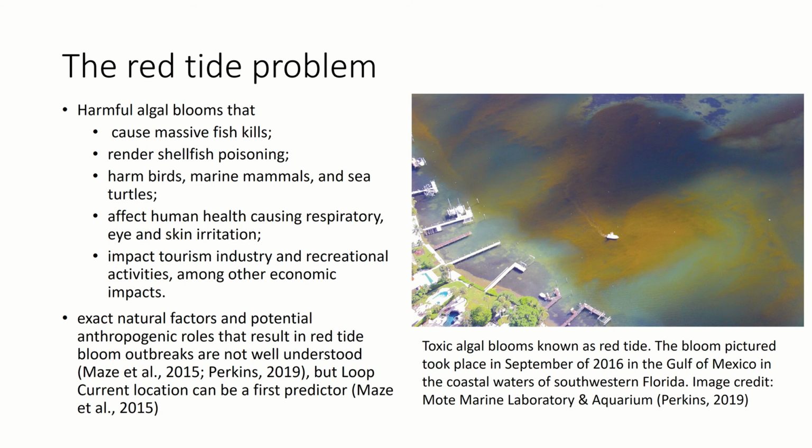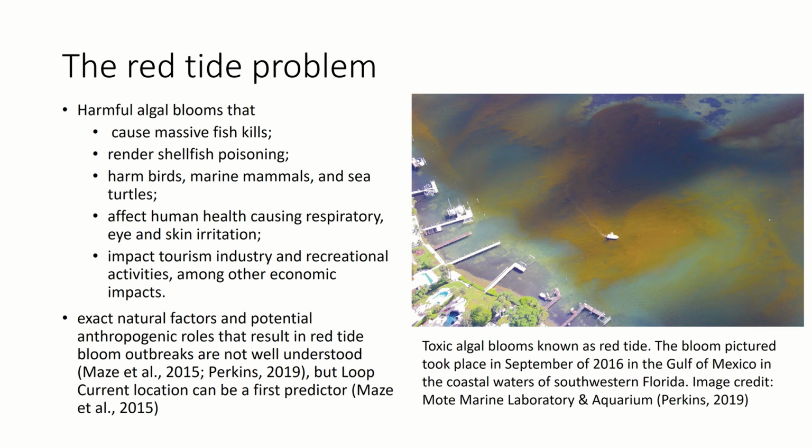So the red tide problem is a harmful algae plume. It causes massive fish kills, it poisons shellfish, it harms marine birds, animals and sea turtles. It affects humans, causing respiratory, eye and skin irritation. And of course, it doesn't look nice, so it impacts the tourism industry and recreation activity, among other economic impacts. Here you can see an example of this red tide.